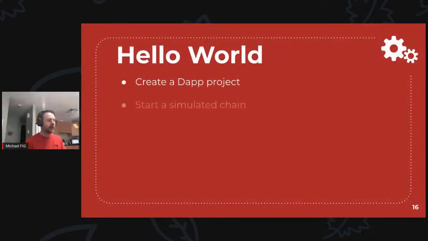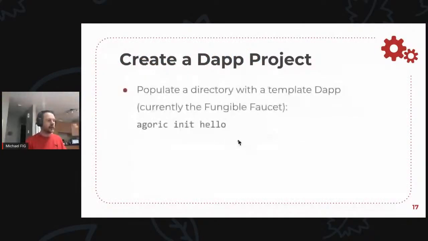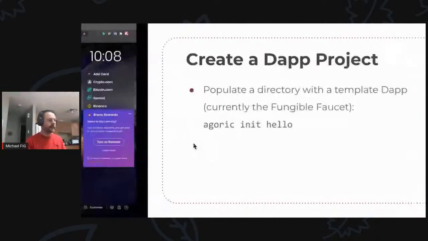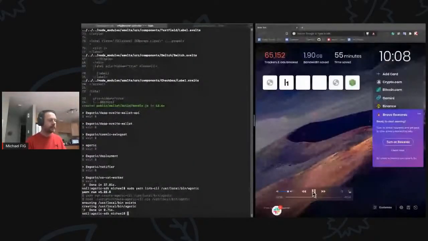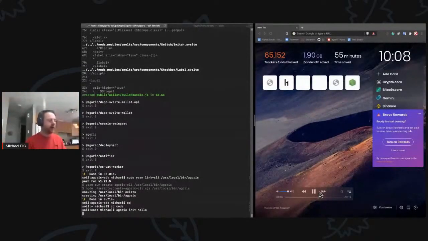Finally, we can start to create a dapp project with a simulated chain and play with some JavaScript in the REPL. This is what a dapp project is started with. Now that we've created that Agoric CLI, we can run Agoric init hello. We'll go back to our code directory. Because Agoric CLI is in the path, we can be in any directory when we do this. Agoric init hello will create a subdirectory containing the dapp.